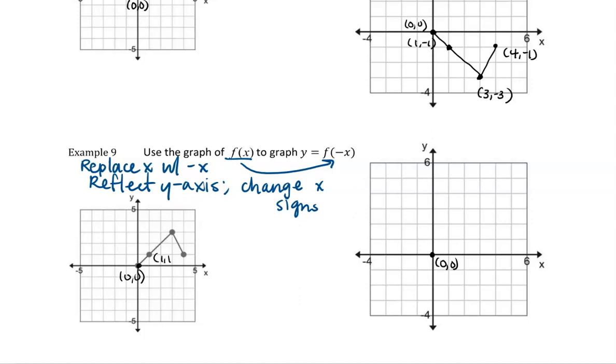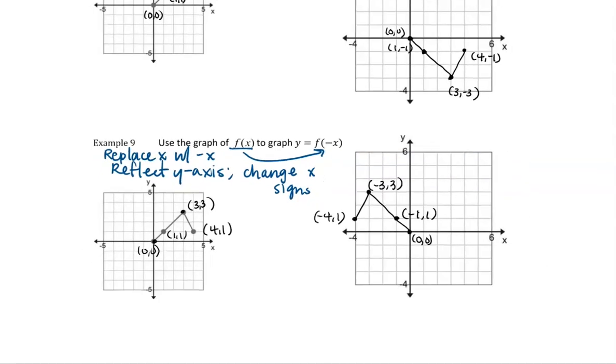We have the point 1, 1 here, changing the sign of the x value. That's now going to be at -1, 1. This is the point 3, 3. That's now going to be at -3, 3. The y signs don't change, just the signs of the x values. And then here is the point 4, 1. That's now going to be at -4, 1. And now I'm going to connect these points to see the final graph of f of -x.